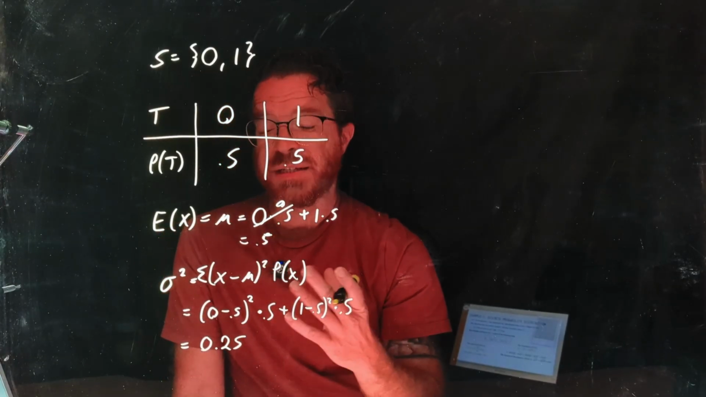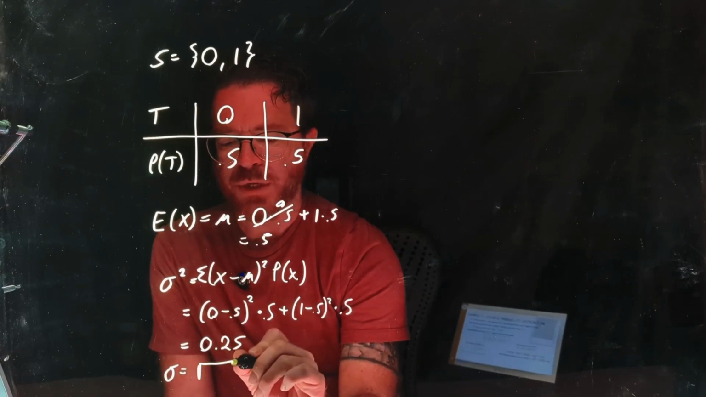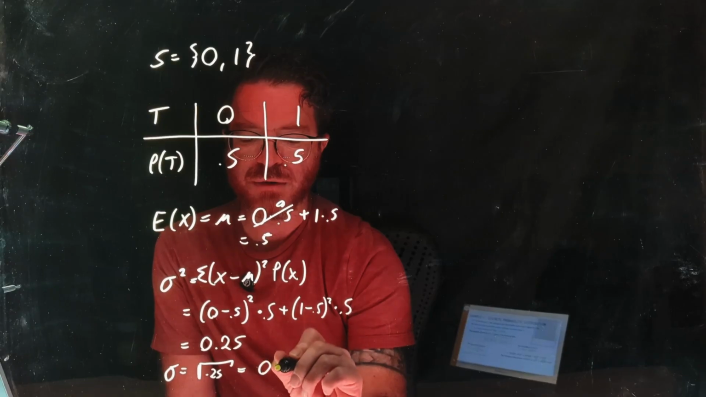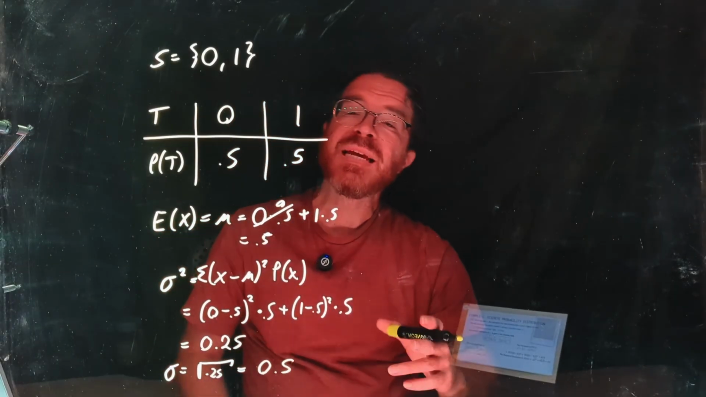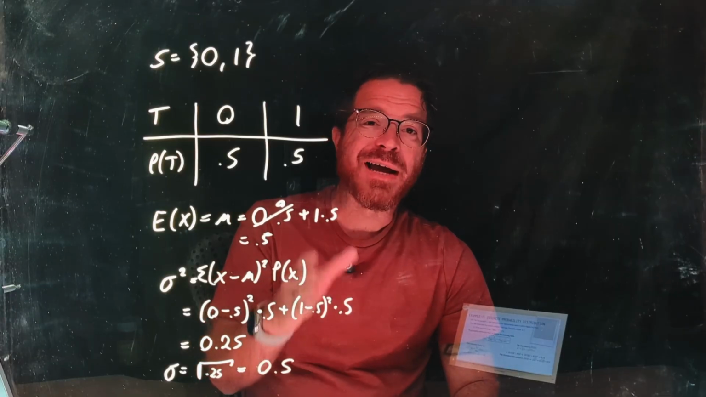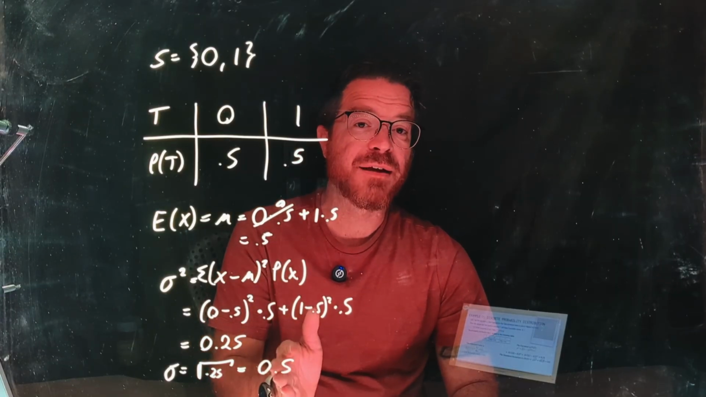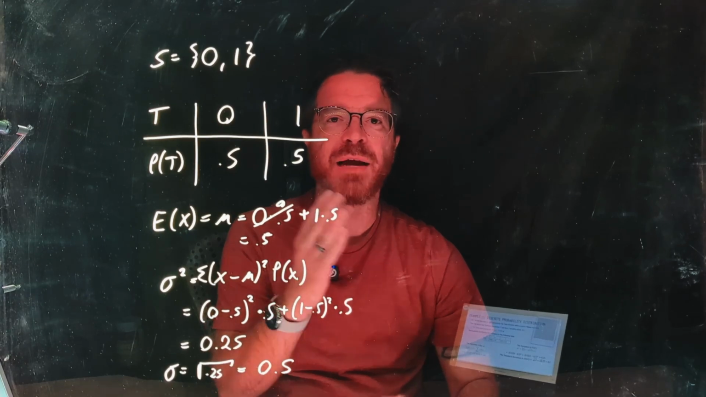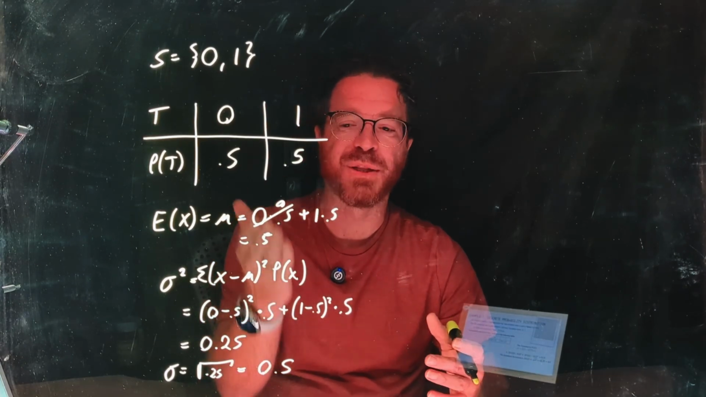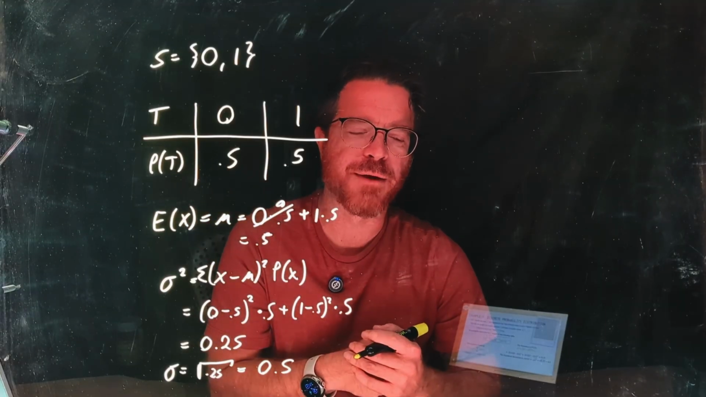And then from there, if I wanted the standard deviation, I could just take the square root of 0.25, which is going to give me an outcome of 0.5. Meaning that when I flip this coin, on average, I expect to get 0.5 tails, give or take 0.5 tails, meaning that I would expect most of the time it's going to be 0.5 above or below this value 0.5, which would give me 0 tails or 1 tail.